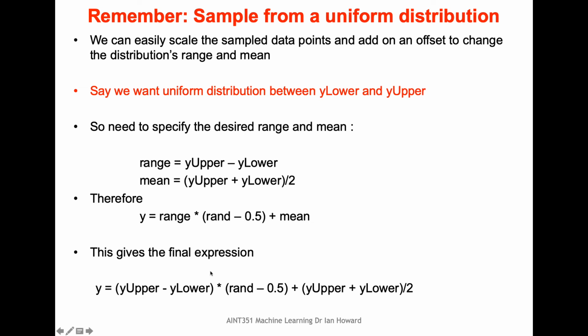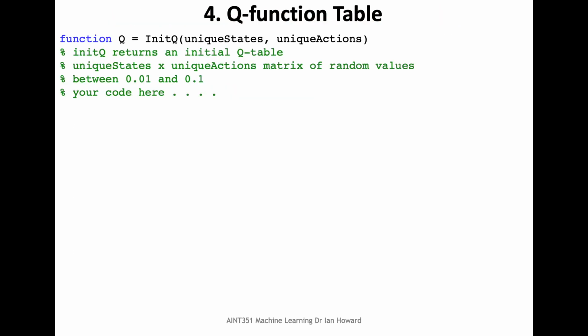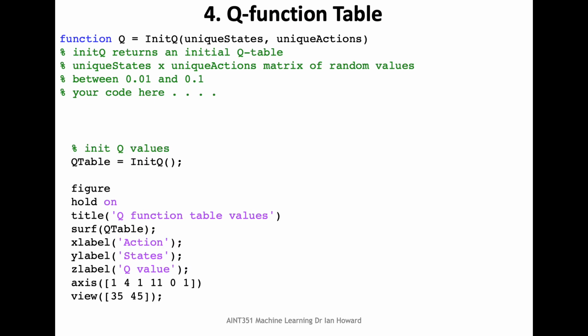So in terms of the upper and the lower values, it's quite easy to calculate your necessary values for the random values for the Q table, right? Function table. So we need to initialize then the Q values. That's quite easy to do. You can write a little function that does all of that and plots everything out.